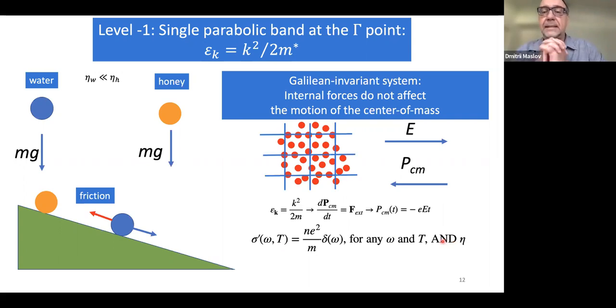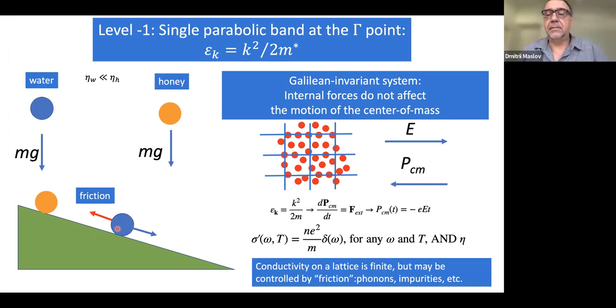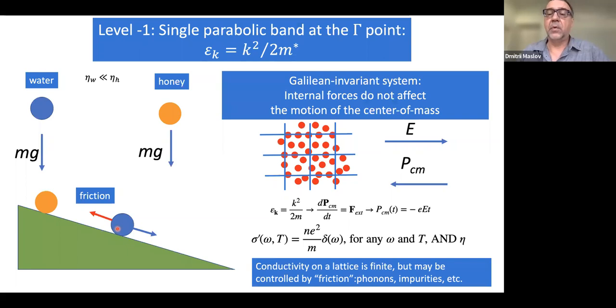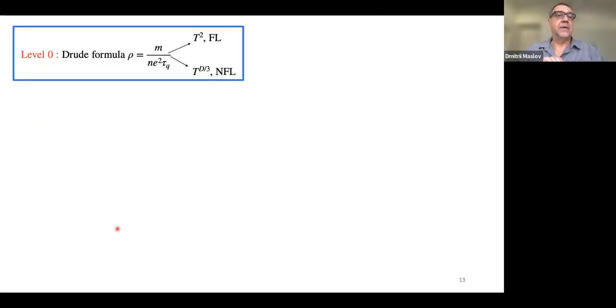Okay, now we can introduce a lattice. But similar to the case of friction between the incline and the water drop, conductivity on a lattice will certainly be finite, but it may be controlled by friction. That is, by forces which are external to the system of electrons, which can be phonons, impurities, etc. And what we want out of this measurement is to extract information about electron-electron interaction. So we need to understand under what conditions electron-electron interactions can control the conductivity by themselves, without the help of external agents. Okay, so this was level number minus one.